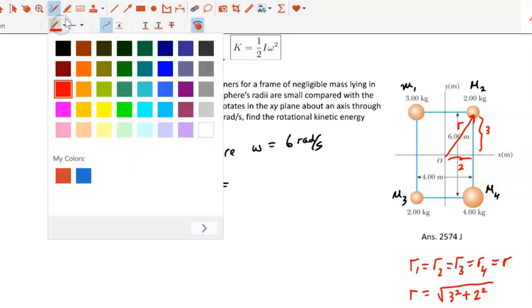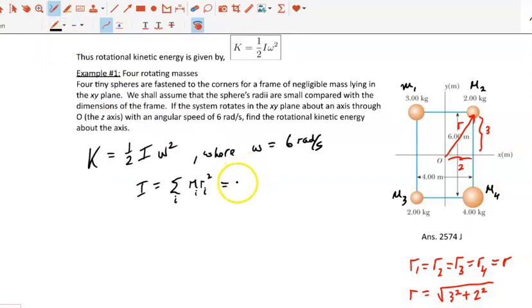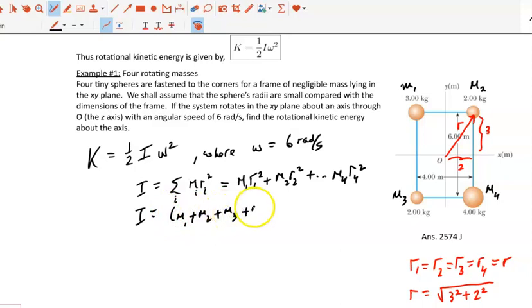Now let's calculate that rotational inertia. You've got m1 r1 squared, m2 r2 squared, and it keeps going until you get to m4 r4 squared. But all the r's are the same. So I is equal to (m1 + m2 + m3 + m4) multiplied by r squared. What do we got for masses? We got 3 and a 2 and another 2 and 4.